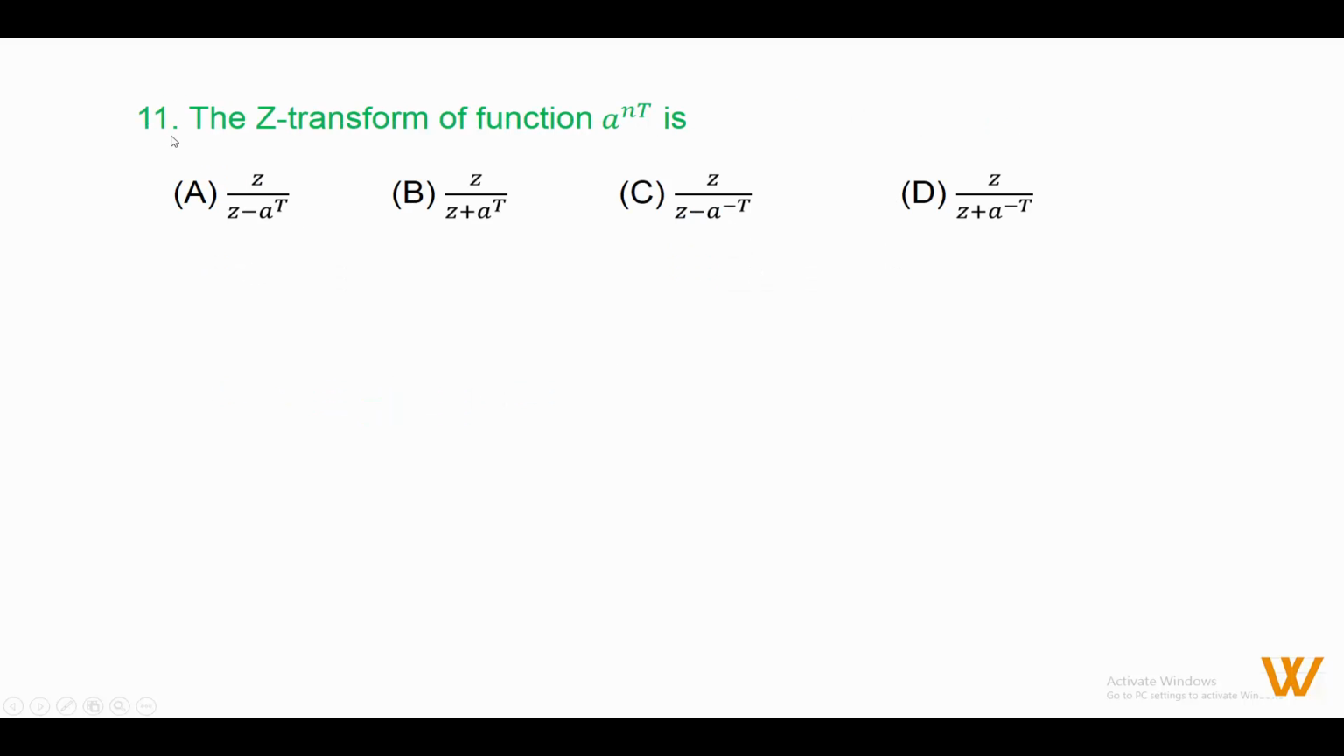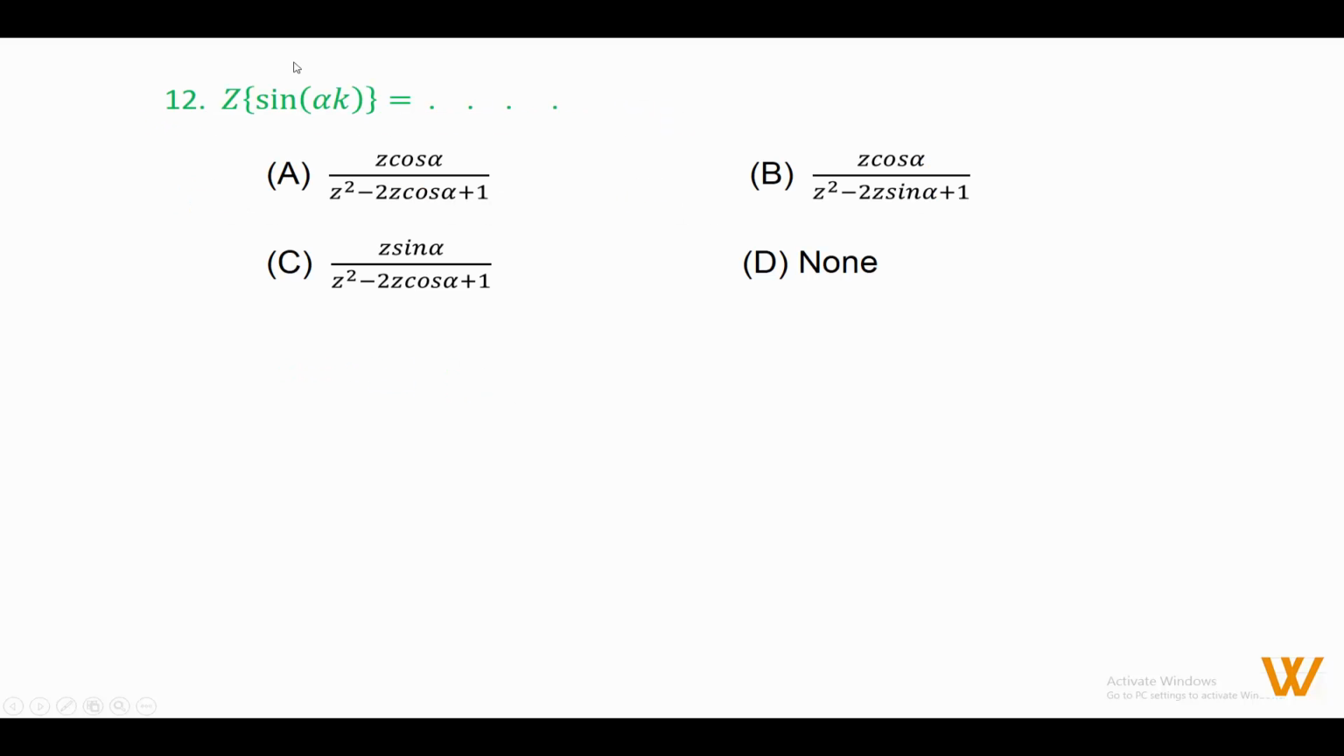Next, number 11. The z transform of function a raised to nt is z upon z minus a raised to t, means answer is A option, z upon z minus a raised to t.